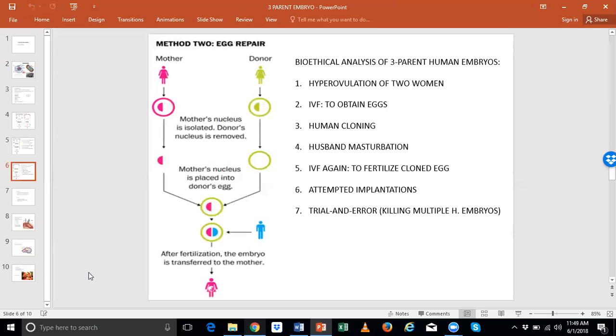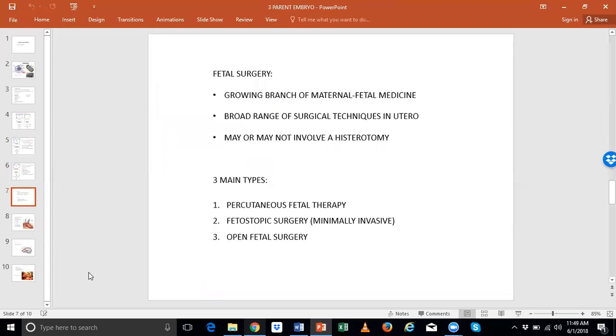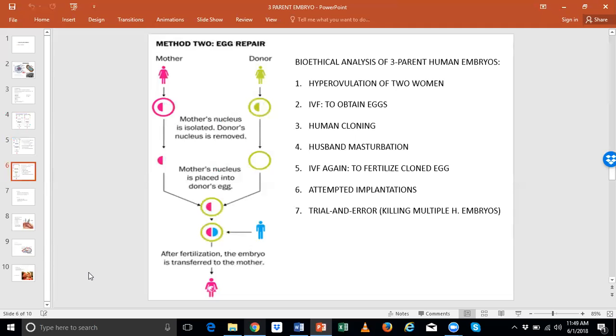So this is called natural bioethics, if you will. No God, religion, or faith mentioned here. It's just nature's way. So for all these reasons, we should stay away from 3 parent embryos.